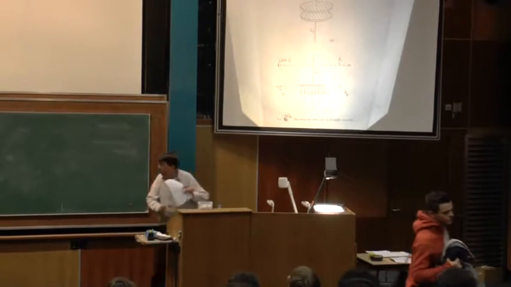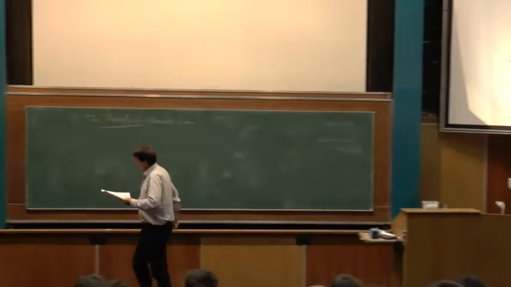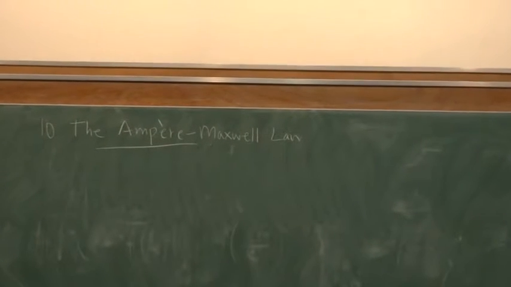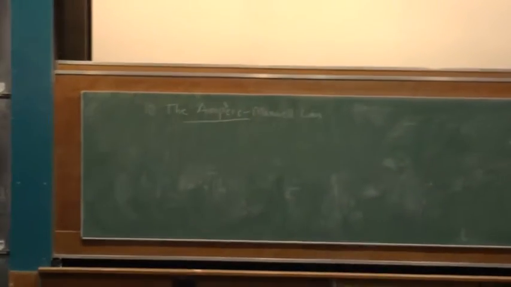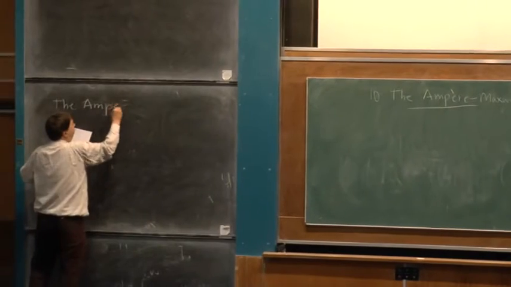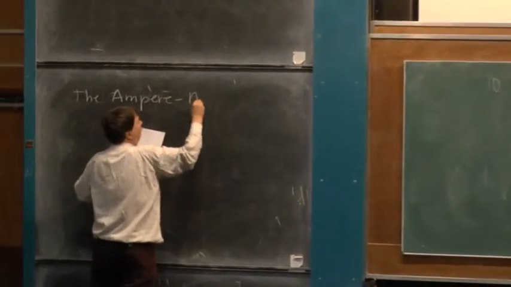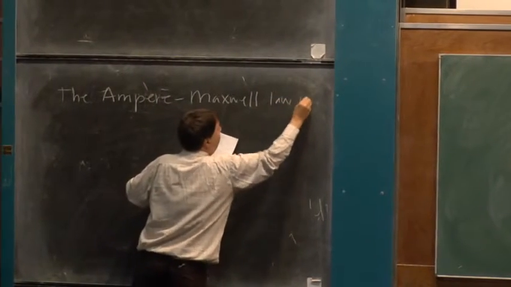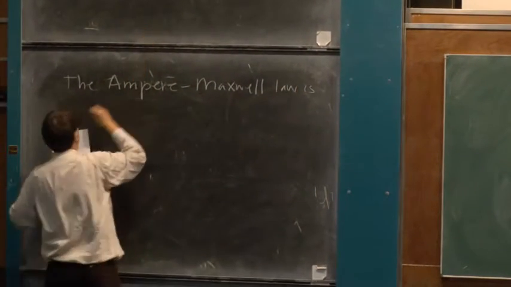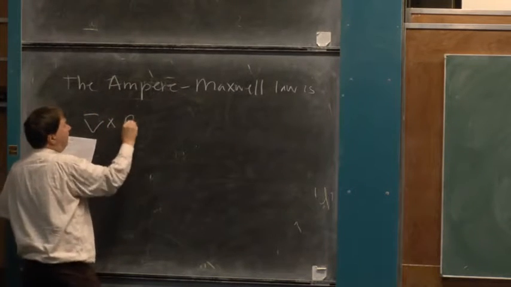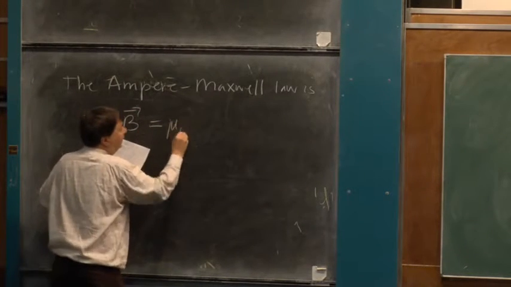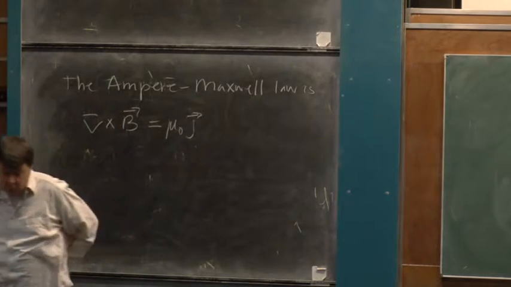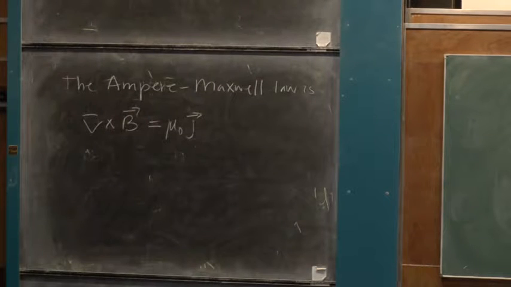And we got as far as the Ampere-Maxwell law. I'll write it on this side so that I can refer to it as we go along. So first of all, what is the Ampere-Maxwell law? And we got this far at the end of last week. So the Ampere-Maxwell law is that the curl of B is mu naught J. And we studied this all through lectures 3, 4, 5 and 6.